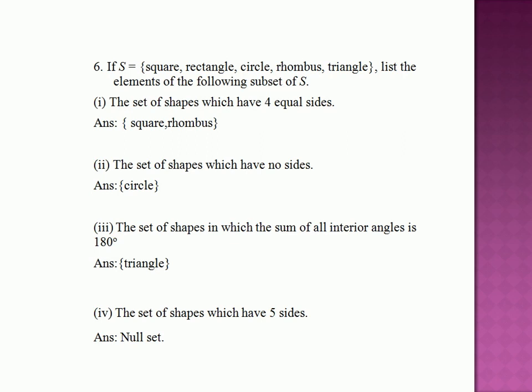Second subdivision, the set of shapes which have no sides. Circle only does not have sides. So circle is the answer. Third one, the set of shapes in which the sum of all interior angles is 180 degrees. Only a triangle has 180 degrees. So the answer is triangle. Fourth subdivision, the set of shapes which have 5 sides. It is a null set. Here none of the shapes has 5 sides. So it is a null set.